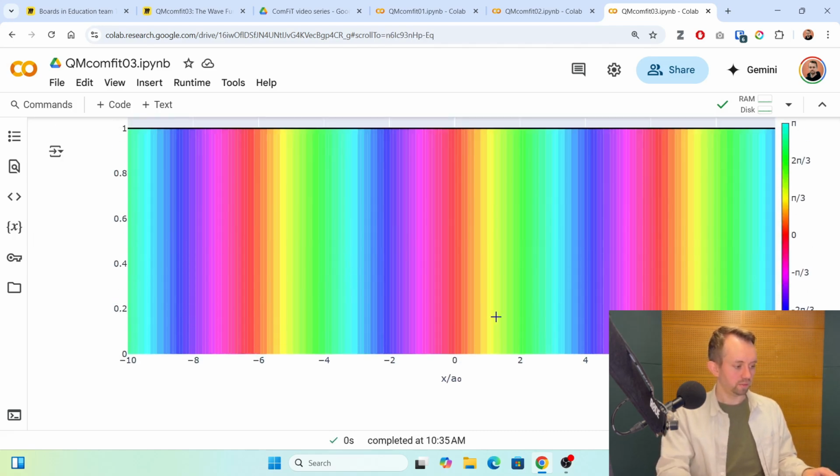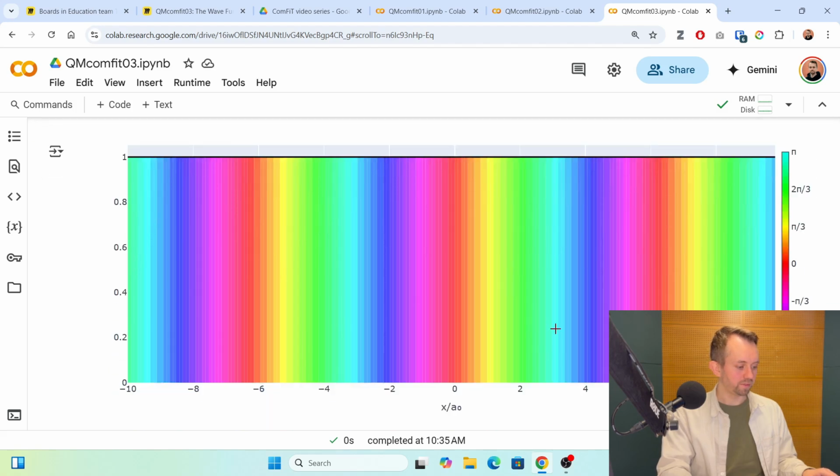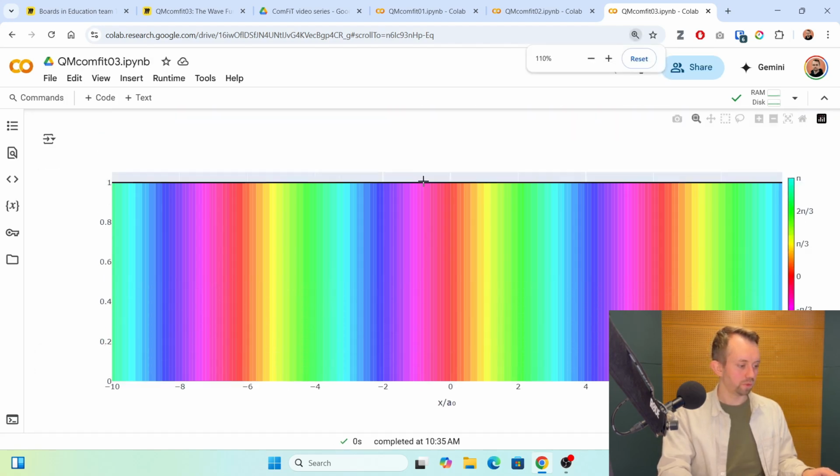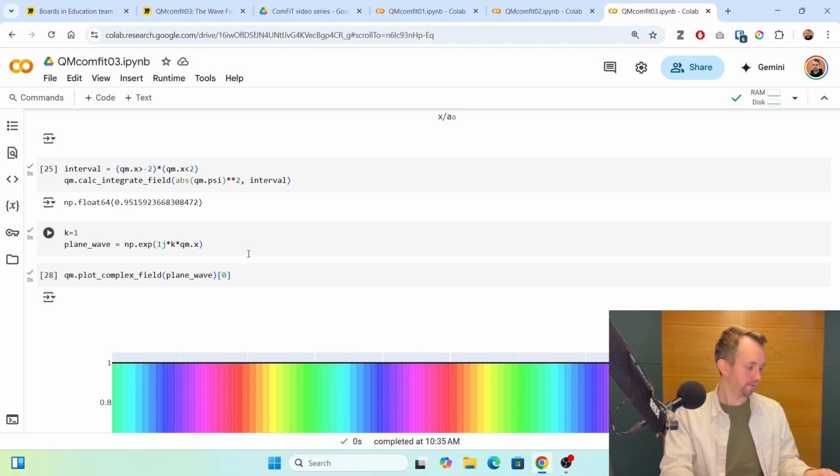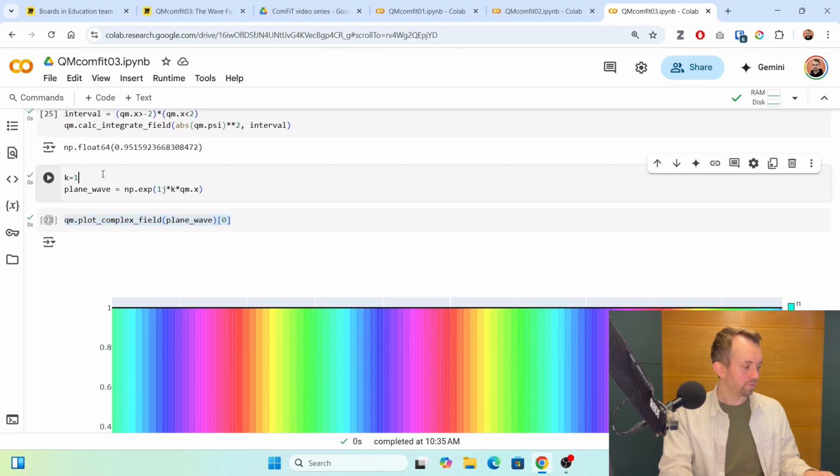Then we can see, exactly as we expected, that the amplitude is always 1. And as we increase in the x direction, the phase increases and then goes to pi, and then goes to minus pi, and then goes back to 1. And then we see that the wavelength of this function is 2 pi. So from 0 to 6.28, which is 2 pi. So that's the plane wave.